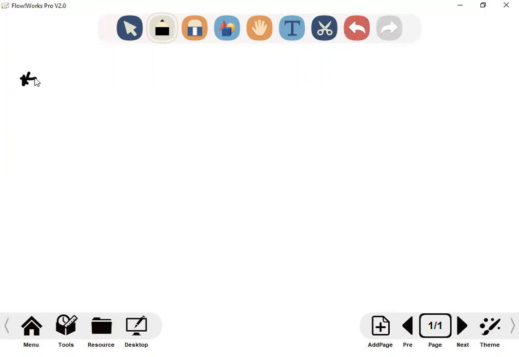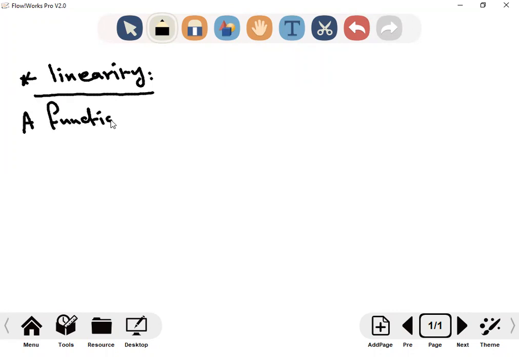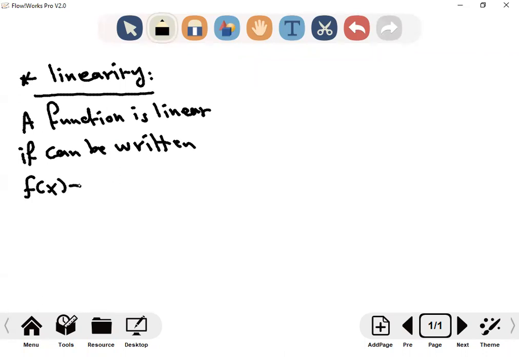Okay, guys. Linearity. A function is linear if it can be written in the form f of x equals ax plus b. This we call a linear function.